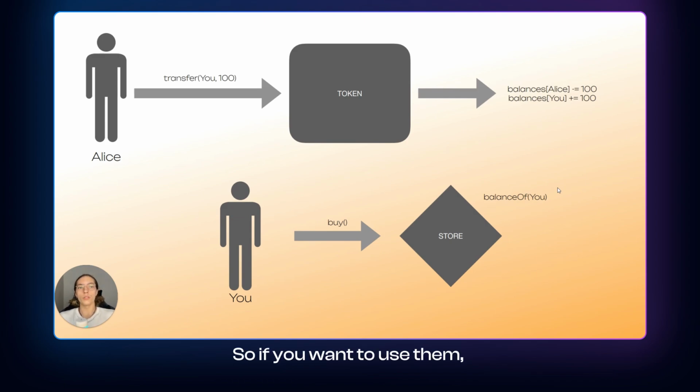So if you want to use them, to purchase something in some other store, you simply go to the contract of the store, call the function buy, and the store will do everything for you. It will call the token contract and do the same process. So check whether you have the tokens and initiate this transfer from your address to the address of the store.